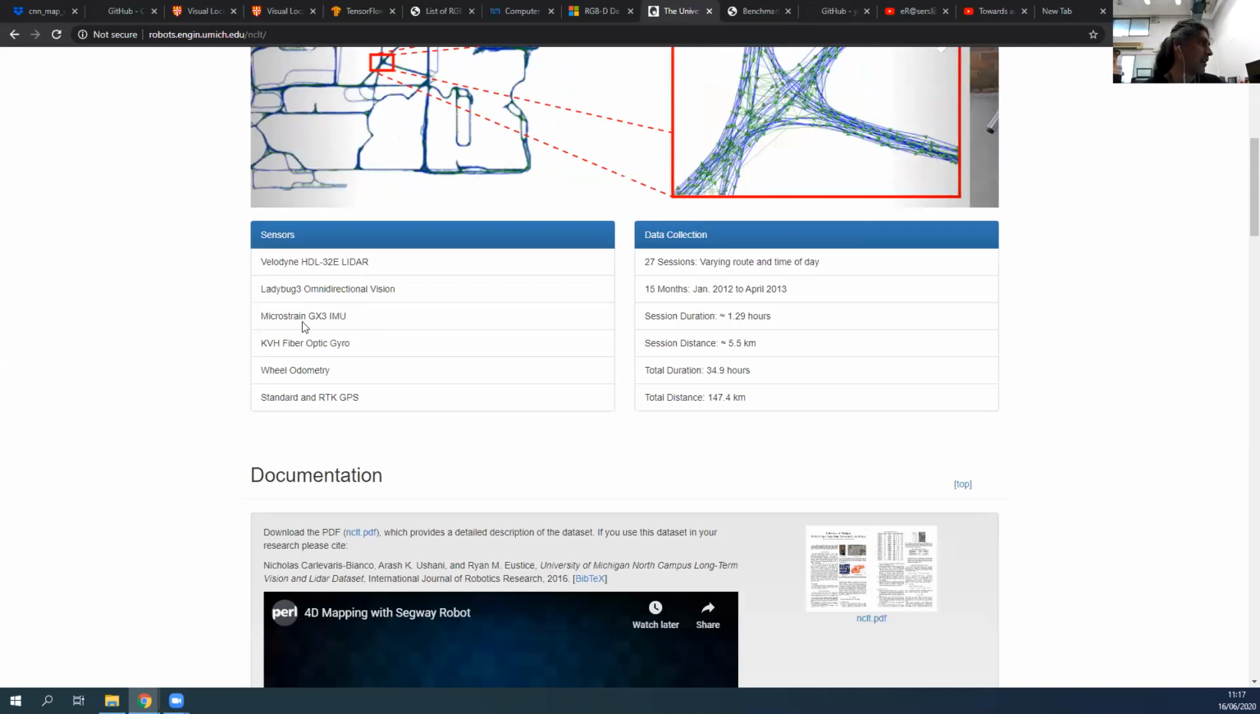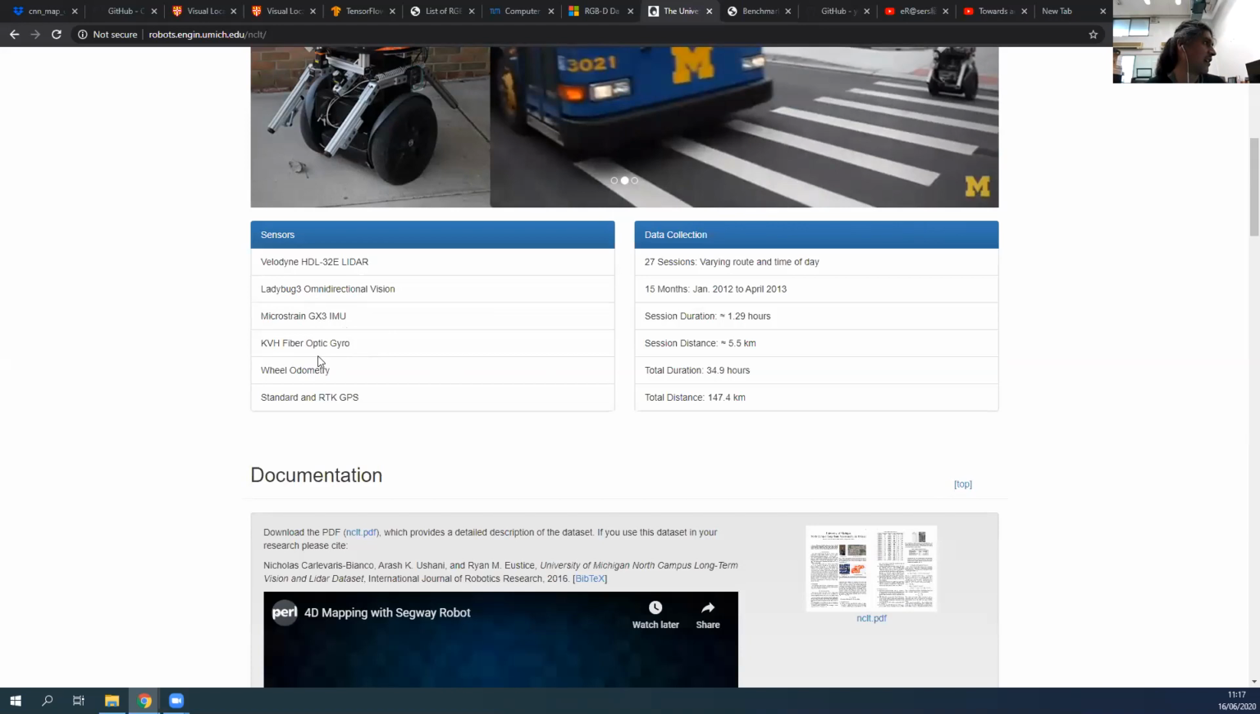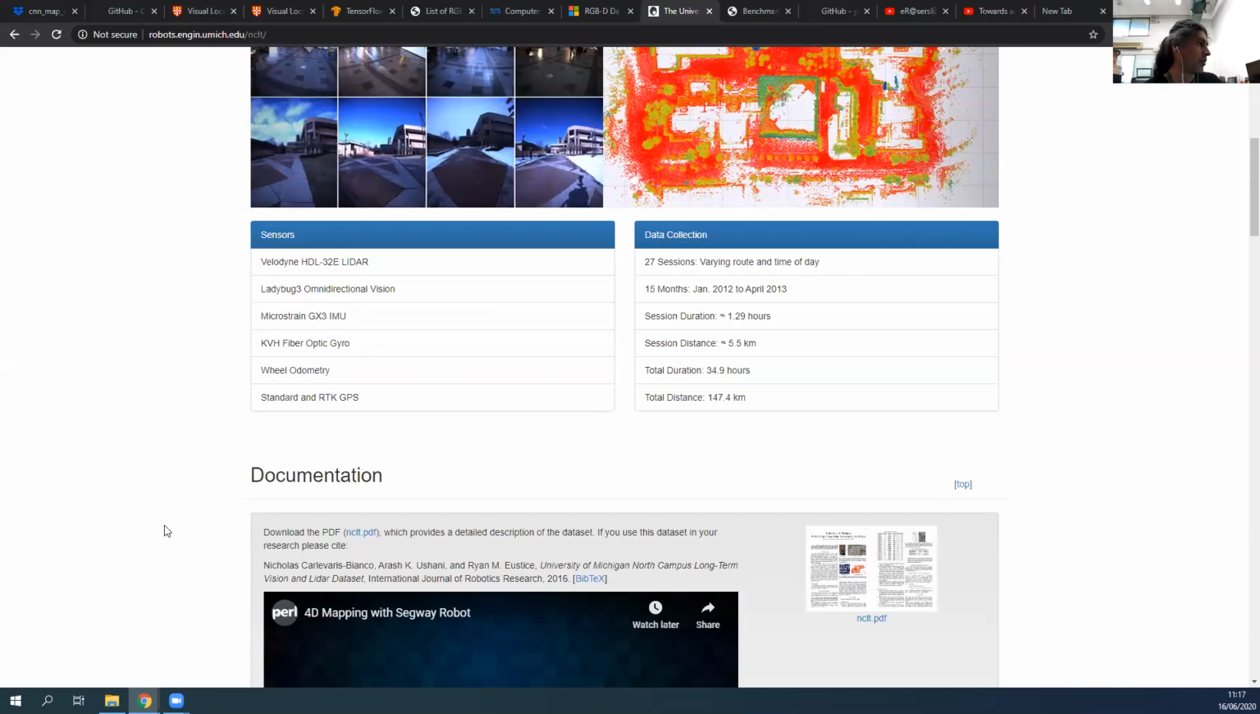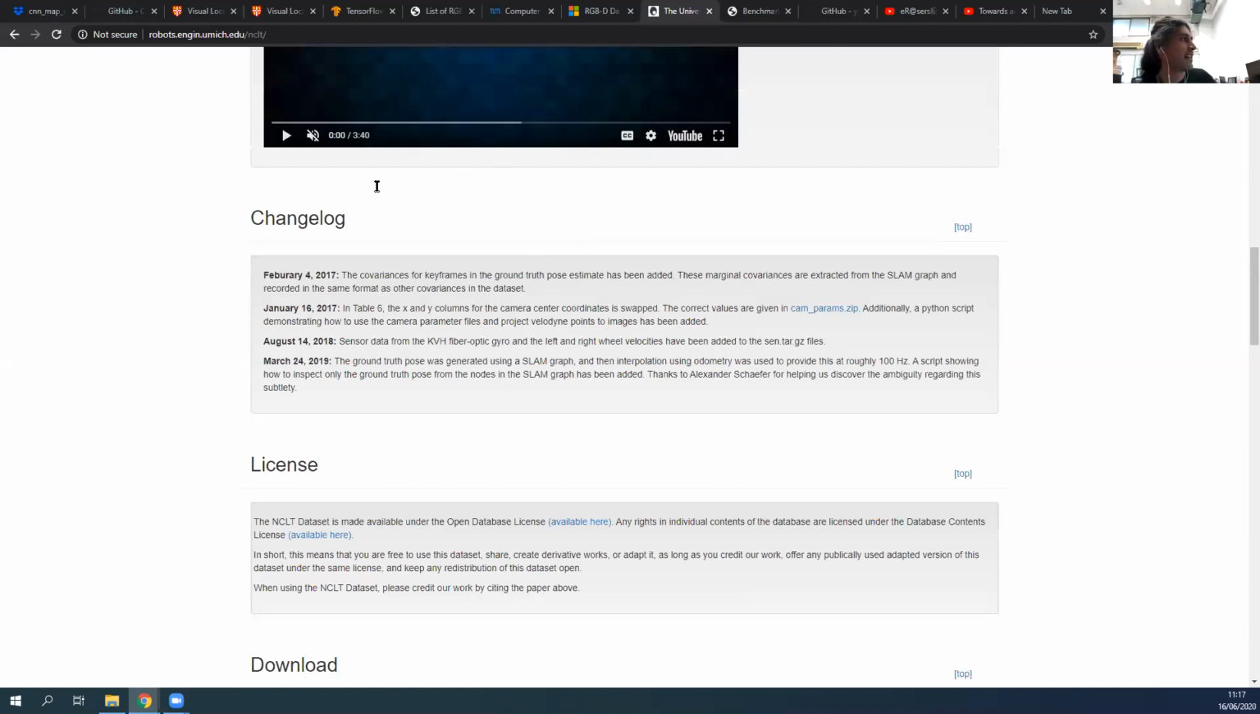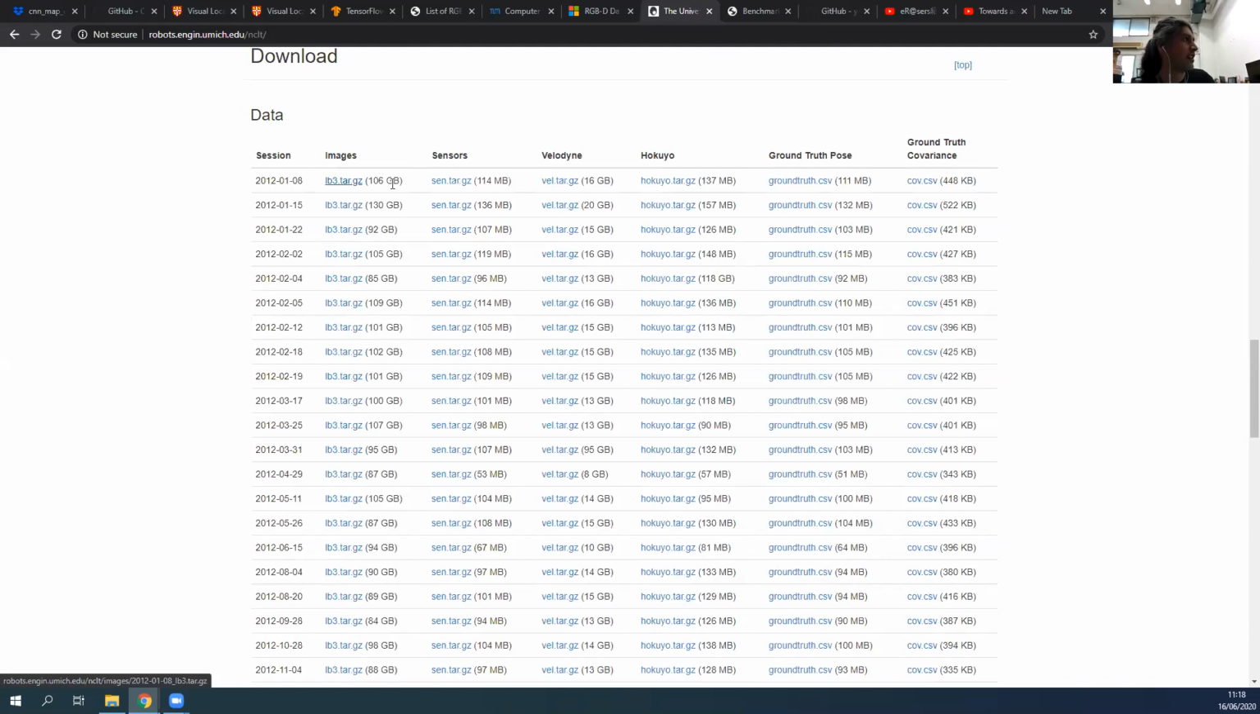position sensor, orientation, odometry, and stuff, right? So they have all that information. Obviously, it's a lot of information. Their size for one single session is very large, 100 gigabytes for this one, and so on.